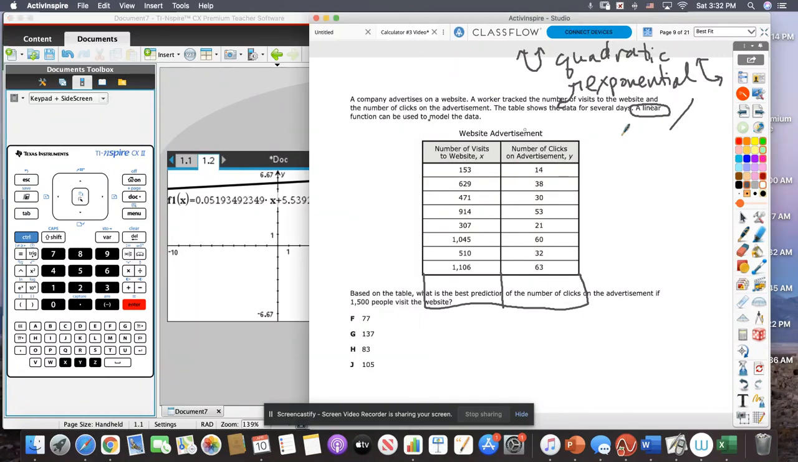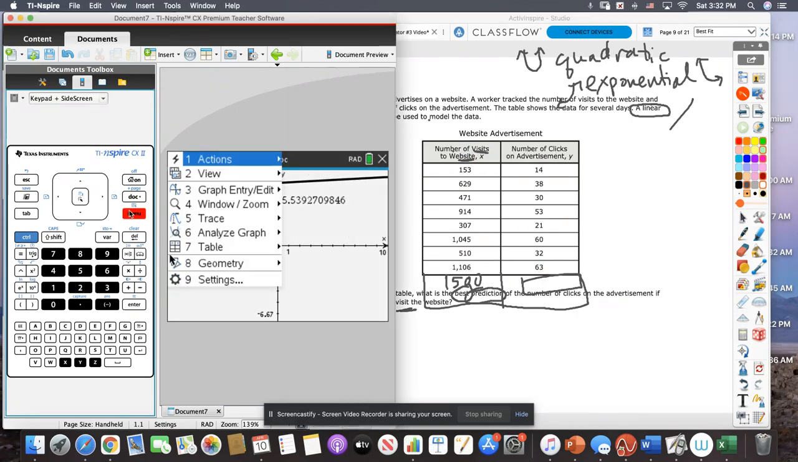And then it's going to ask me about some prediction or something that's happening in the future. Notice it says best prediction or about, almost. Some of the answers on these questions are not going to be exact. It's going to be estimated, but it's going to be very close. So what they want to know is right here. They want to know what's happening with 1,500 people visiting the website. So 1,500 visits. So they want to know what is the output.